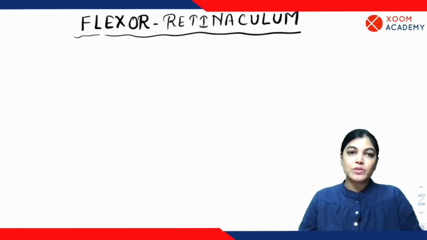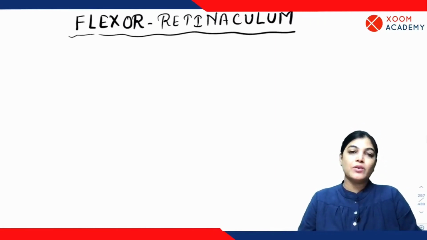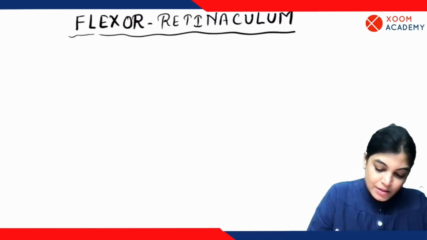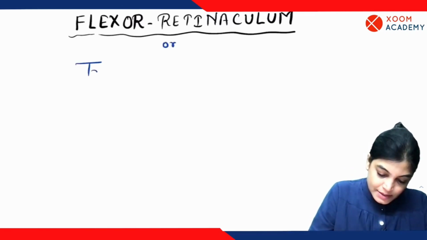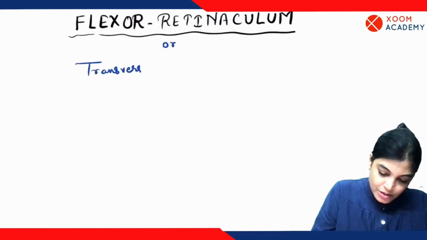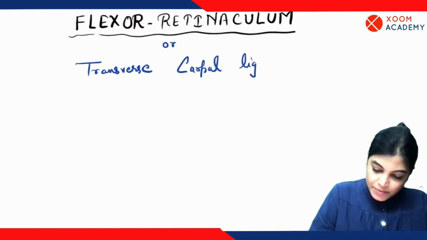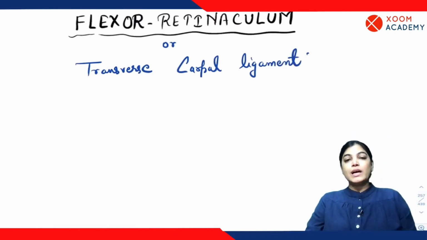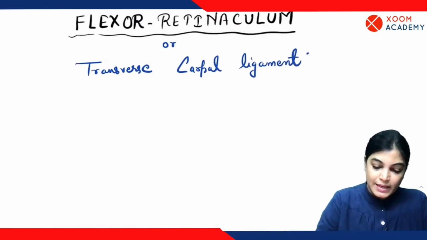Flexor retinaculum. So let's discuss the topic of flexor retinaculum. The other name of flexor retinaculum is transverse carpal ligament. So flexor retinaculum, which is also called transverse carpal ligament, is medially attached to.